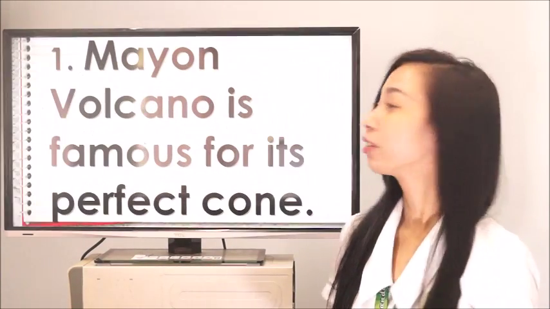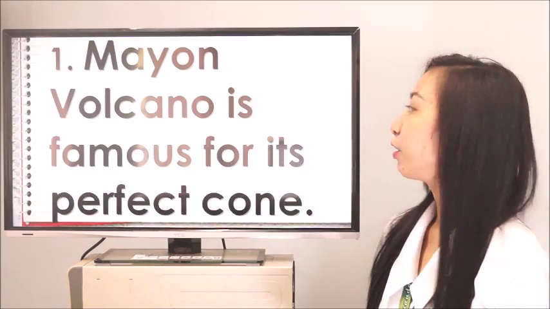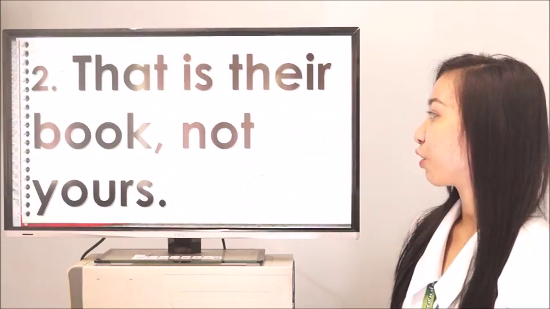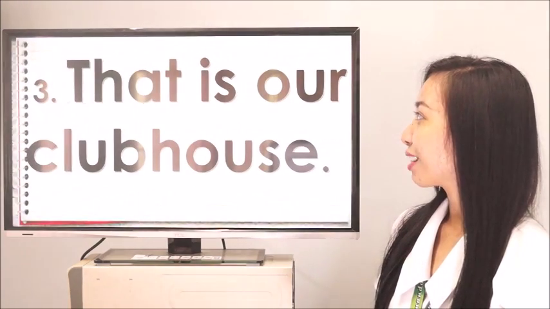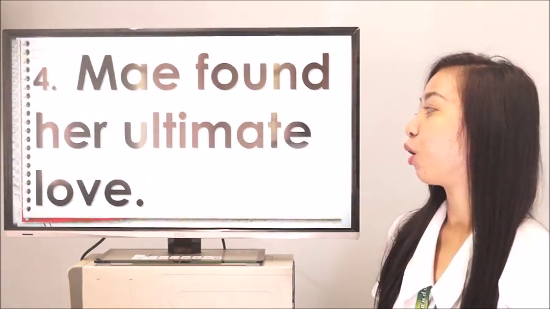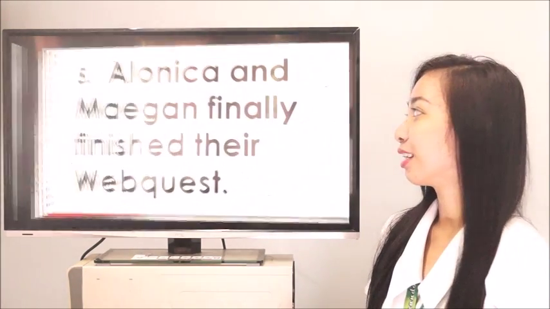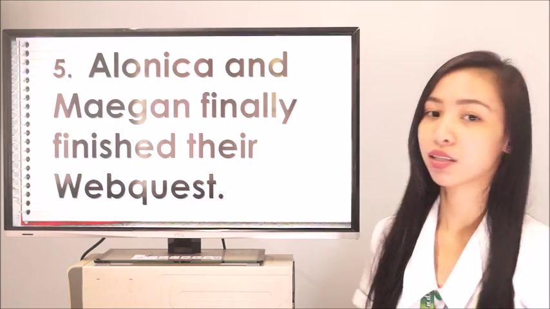So, number 1. My young volcano is famous for its perfect home. Number 2. That is their brook, not yours. 3. That is our clubhouse. 4. May found her ultimate dog. And the last, Alonica and Maegan finally finished their WebQuest.